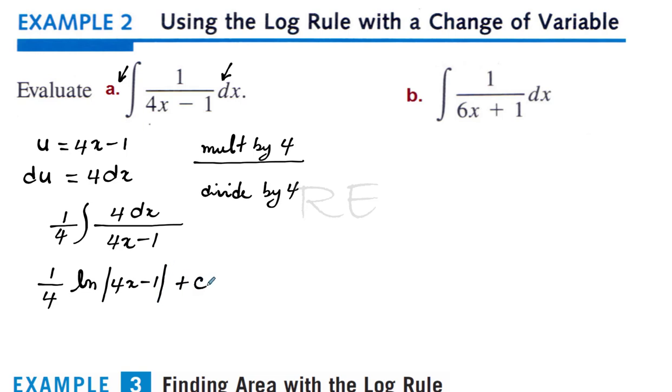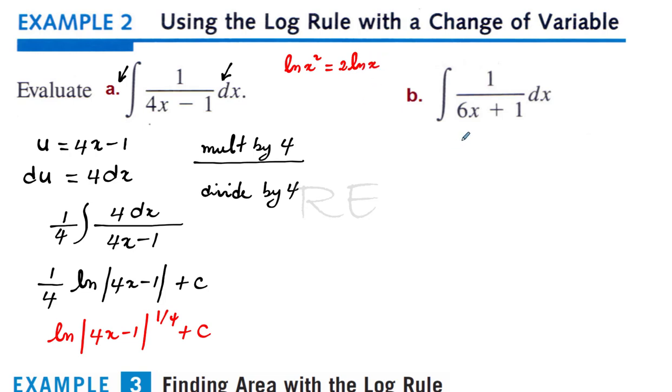plus c. Now in some books, the answer will be written as ln the absolute value of 4x minus 1 to the 1/4 plus c because of the log power rule. Ln x squared, for example, is equal to 2 ln x.